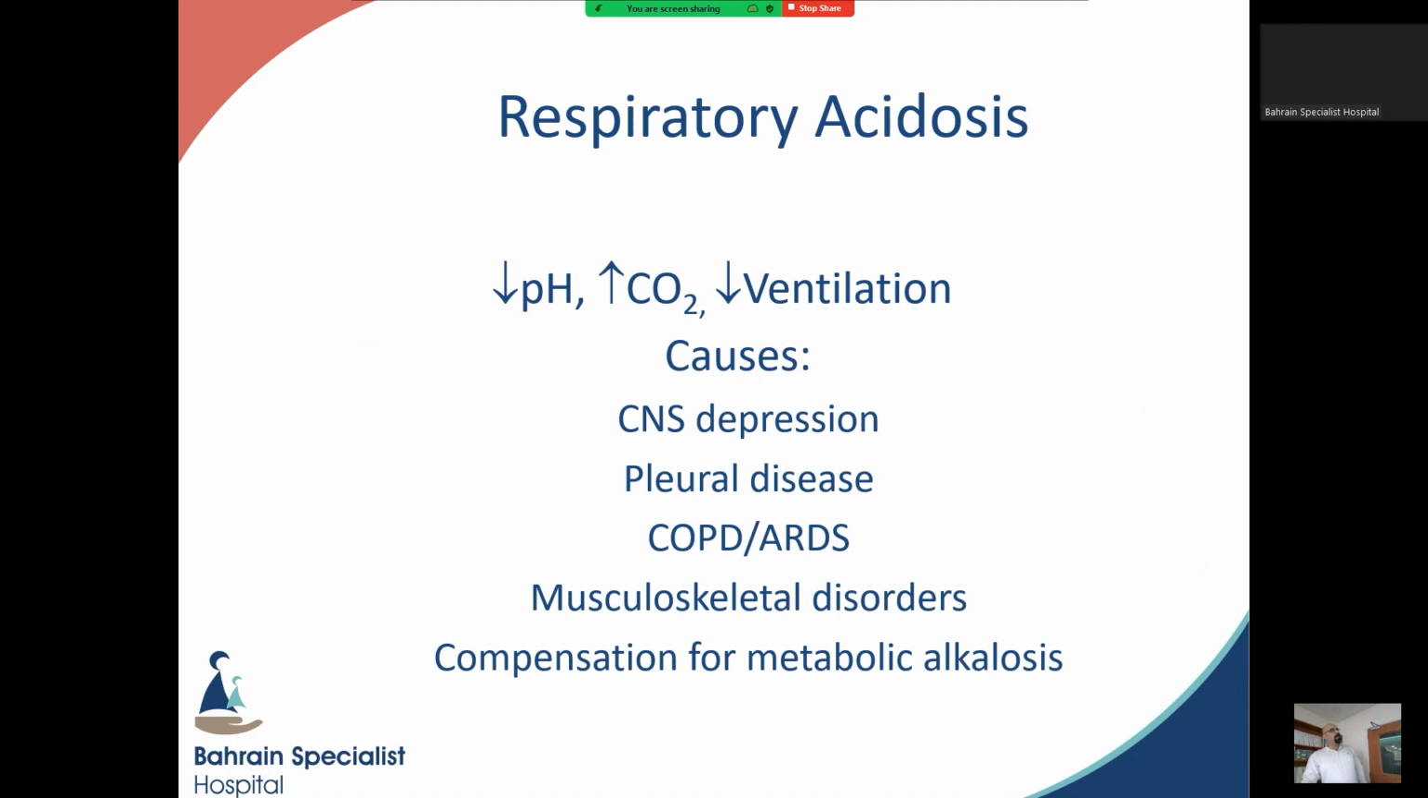So I will start with respiratory acidosis. From the name, it's respiratory, so the problem is in our lung. As it's acidosis, the pH will be less. And as it's respiratory, the problem is in the carbon dioxide. My CO2 is not going out from my lung, so it accumulates. This increase in the CO2 will make the pH go down. So this is what's called a respiratory acidosis.